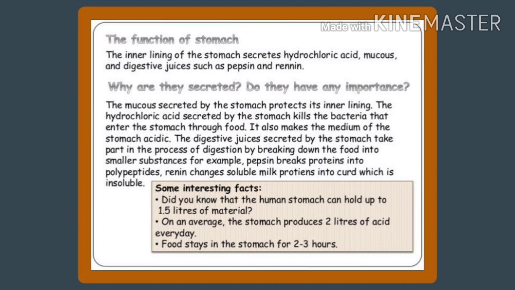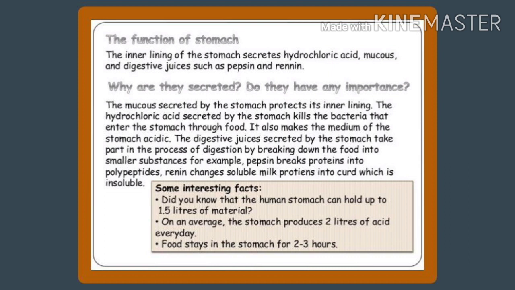So the hydrochloric acid secreted by the stomach kills the bacteria that enter the stomach through food. So this acid also kills any bacteria that has entered your food through the stomach. It also makes the medium of the stomach acidic. So overall the medium is acidic to facilitate digestion.